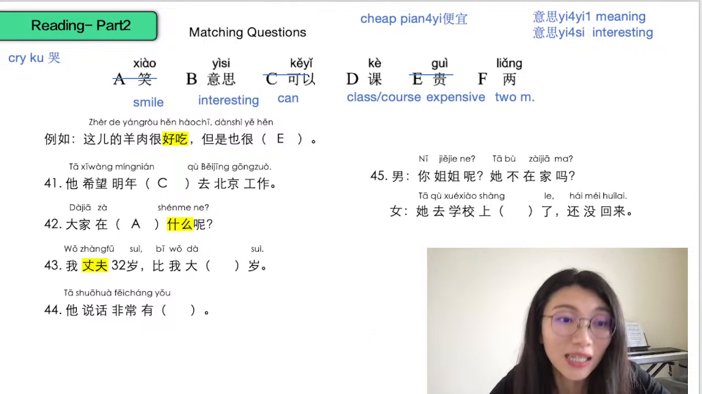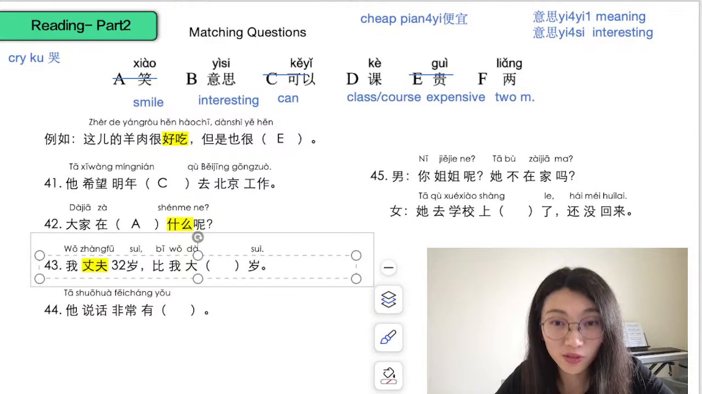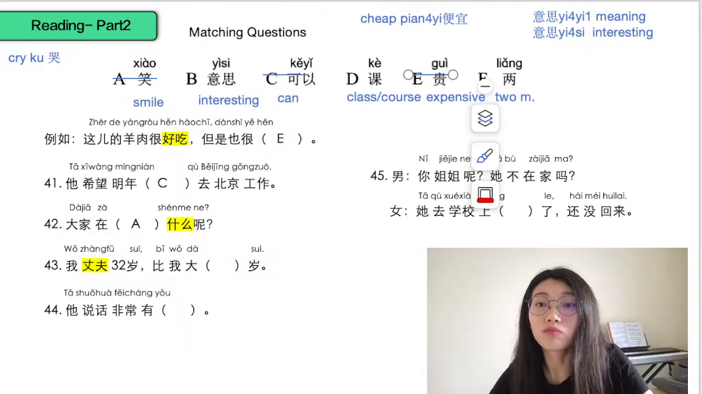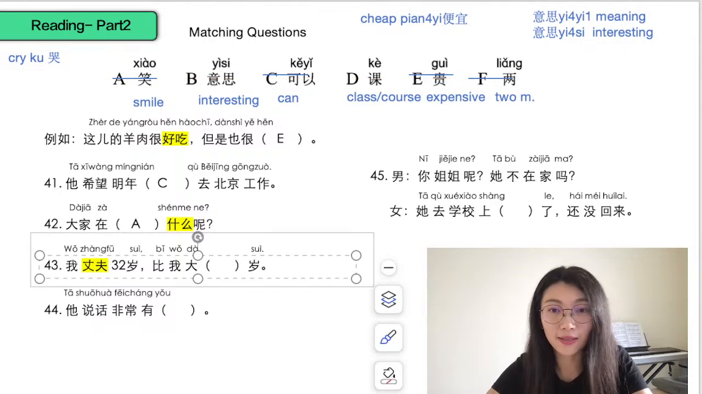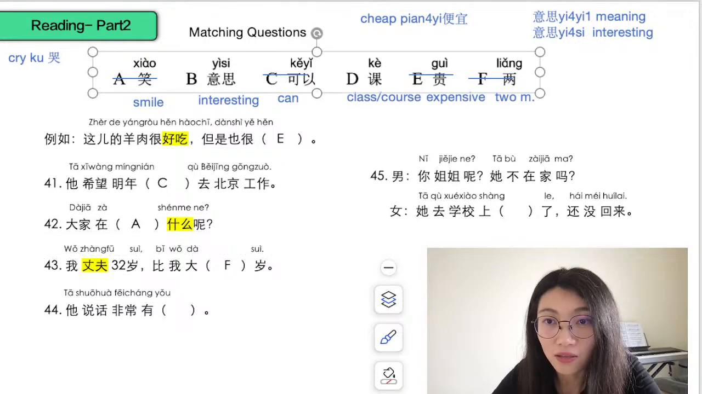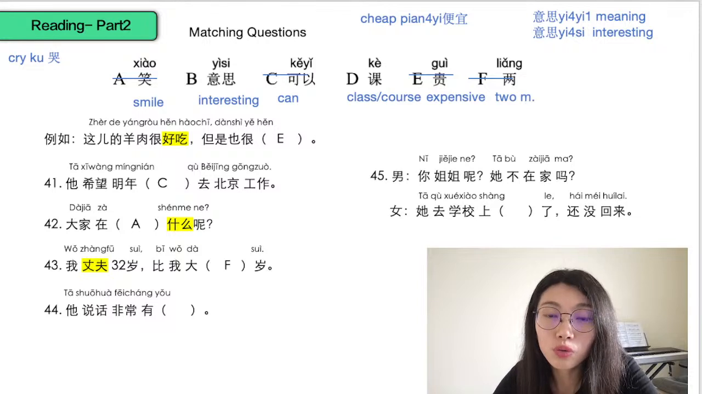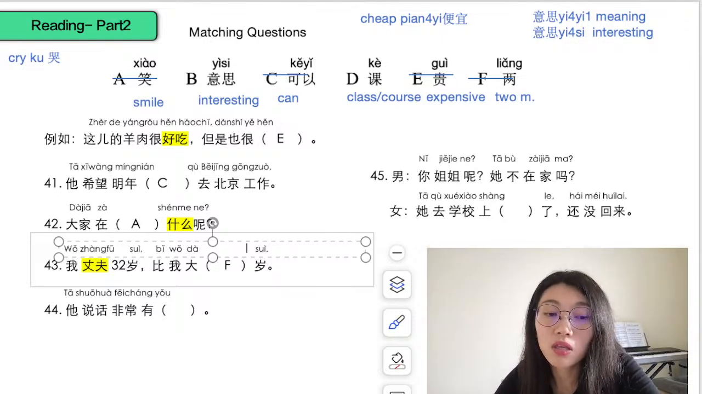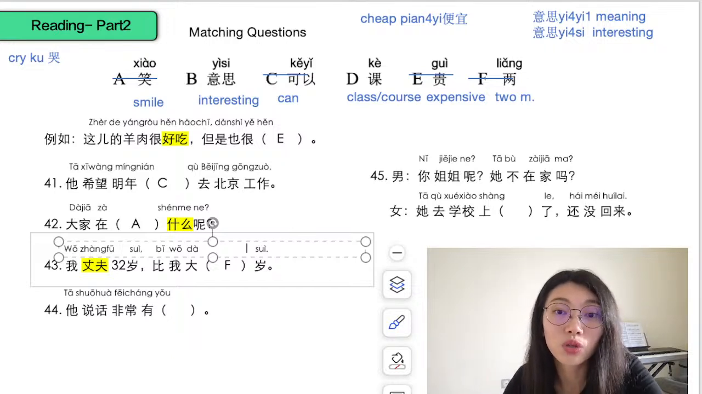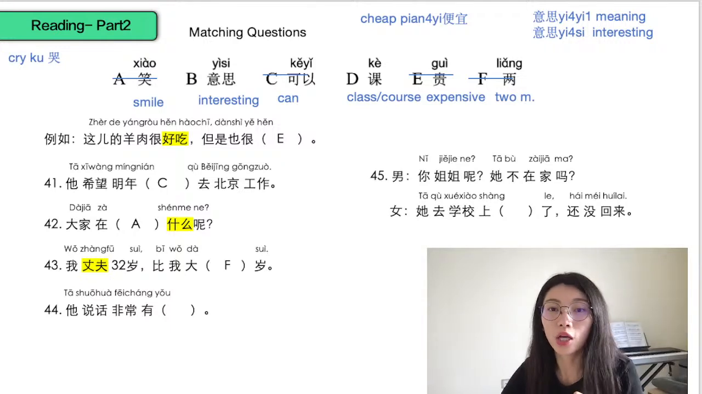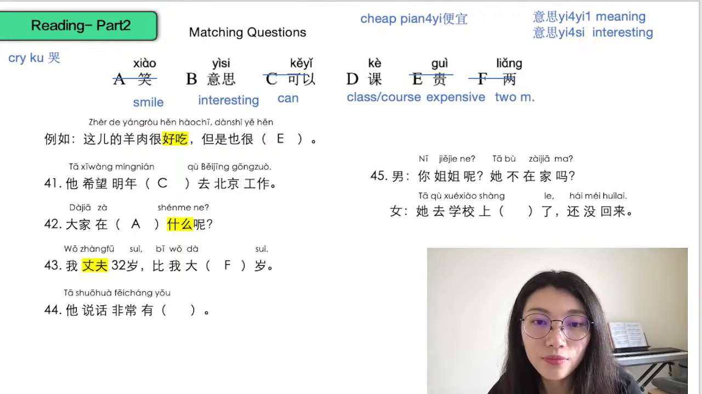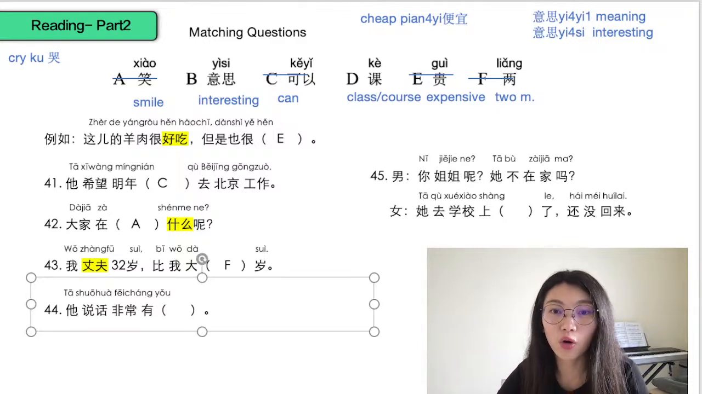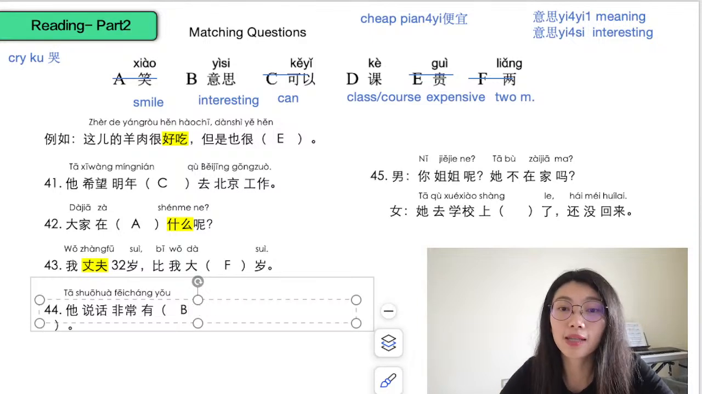Okay, that's the difference between spoken and written. 好，我丈夫, my husband, 32岁，比我大 what 岁. So now we know that here we need to put a number. Which one is the number? Definitely we choose F, the number 2岁. Here 2 is two. When we put 2 in front of the measure word 岁, years, we need to use 2 instead of 2. We have to say 2岁.